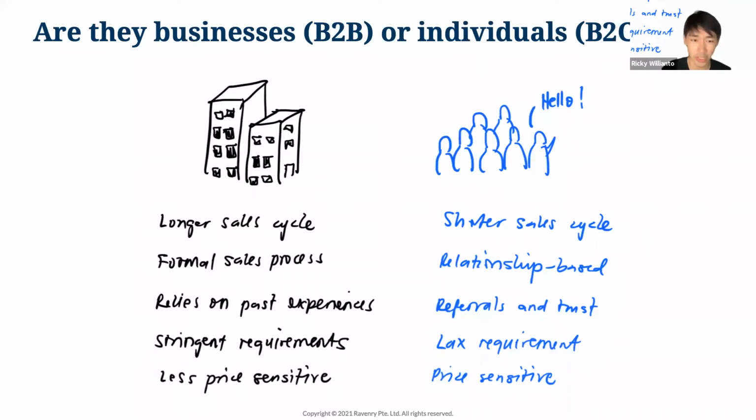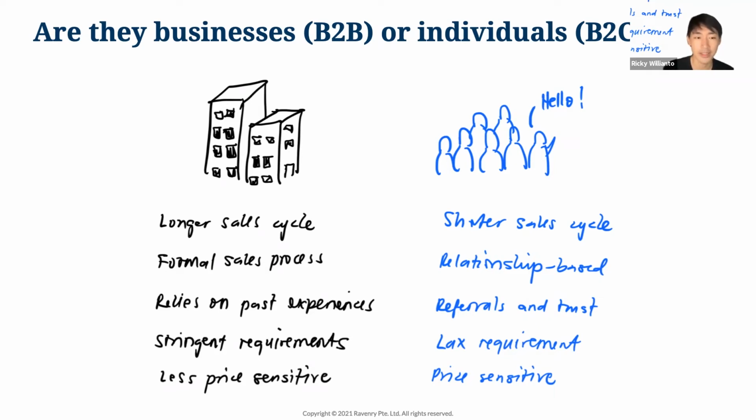They make decisions really quickly. They don't have to rely on anyone else. They know their budget. They don't have to report to their boss. So it moves really, really quickly. I've mentioned the sales process is very formal, whereas for B2C, the sales process typically is very much relationship based. So as long as they trust you, it's much more convenient to sell to them, right?